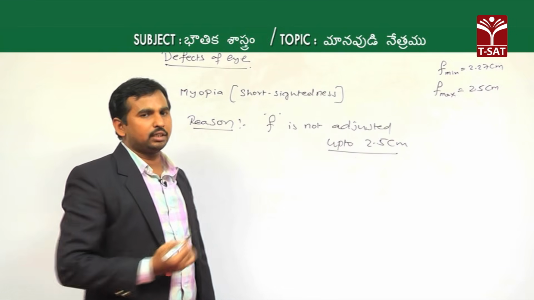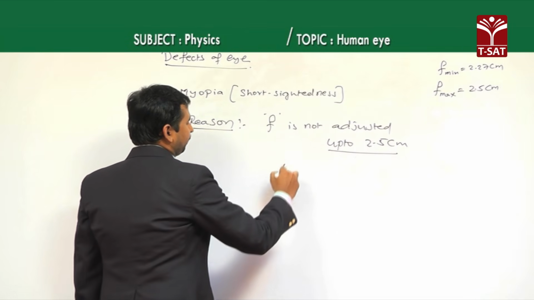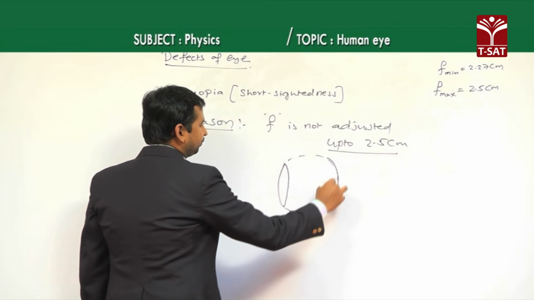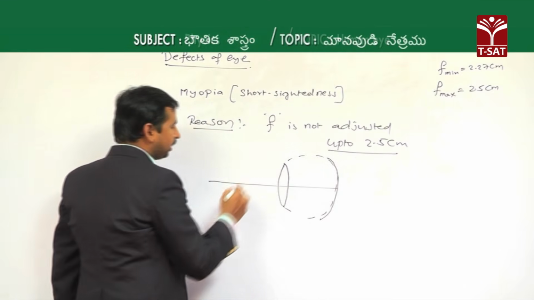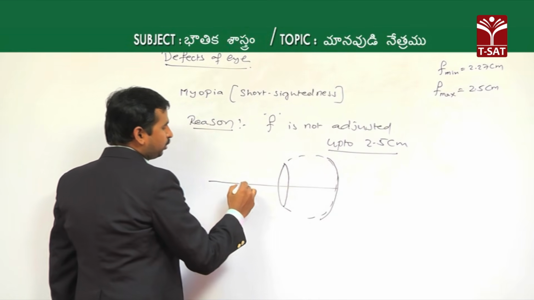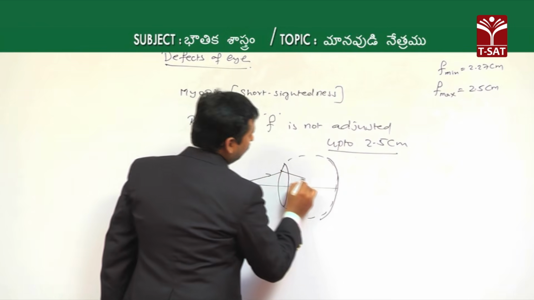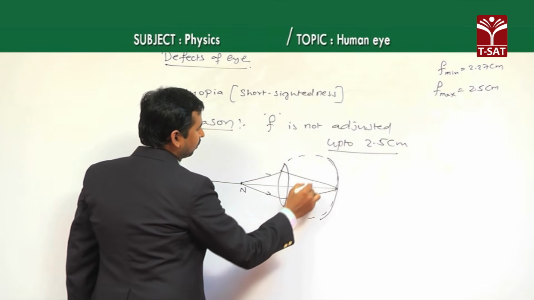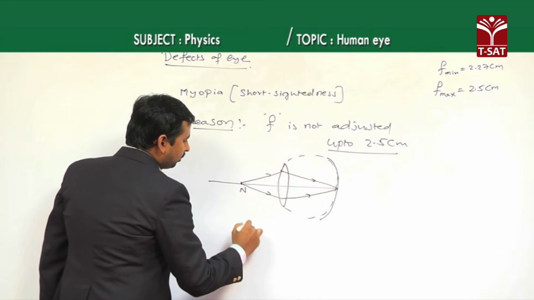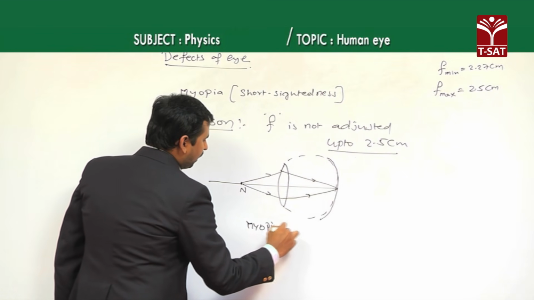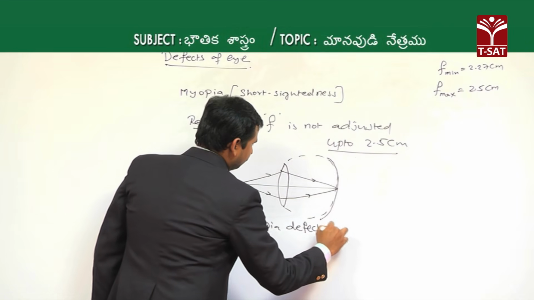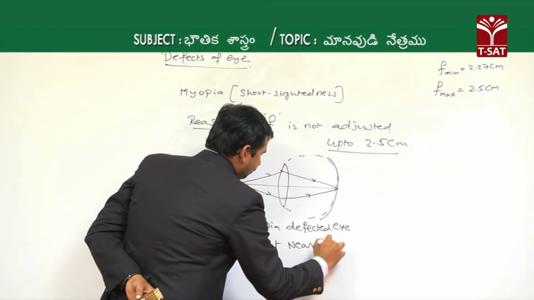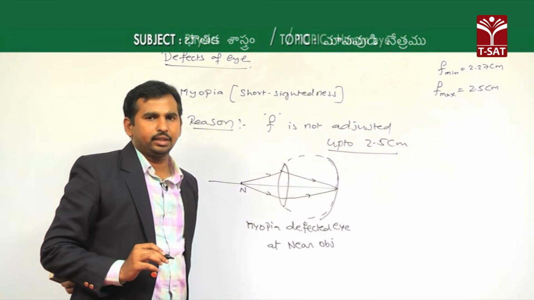Okay. If you see the diagram, how the light rays are, suppose like this. If this is our eye lens, and let us suppose this is our retina, and here if you take the near distant object at the point n, there is no problem for our light rays to converge exactly onto the retina, like this. So, this is the myopia defected eye at near distant points. At near distance we are taking.